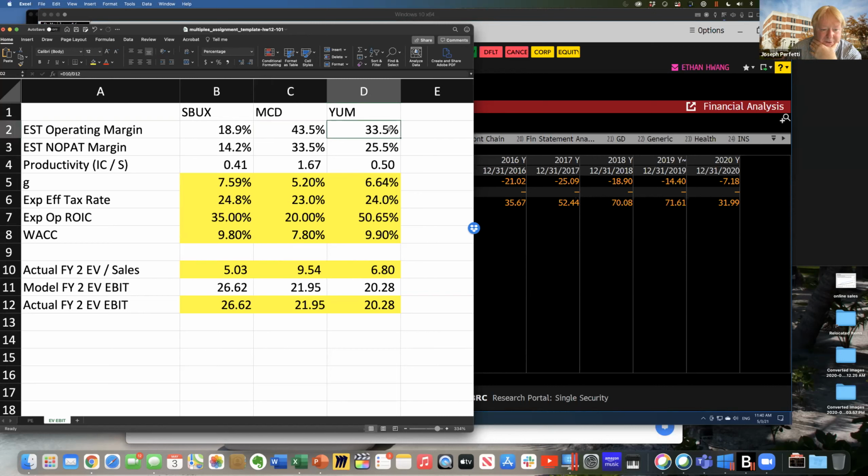At Yum, they're paying a premium over Starbucks because, for about the same productivity, there's a higher margin at Yum, 33.5 versus 18.9 at a similar tax rate. People are paying more for sales at Yum than they are at Starbucks. So that's what's happening with the multiples after we do the adjustments. But if you didn't do the adjustments, you wouldn't be able to explain these multiples.